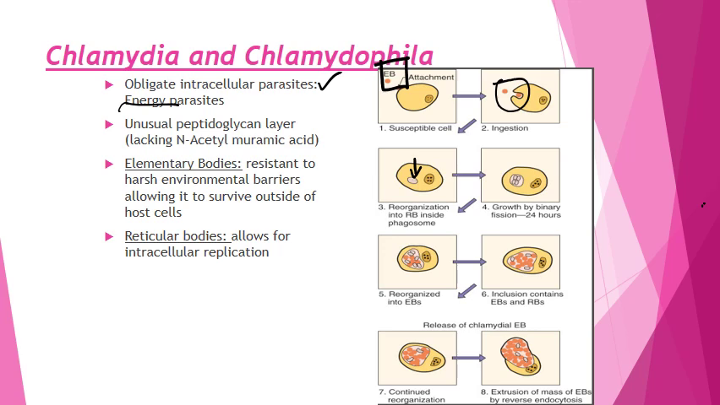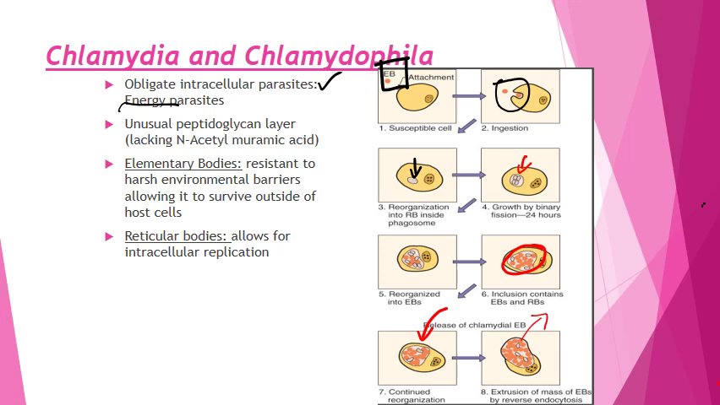So the RB is going to grow by binary fission over and over and over again, as I'm showing here. And then once it becomes too much, it's going to create this inclusion, and eventually it's going to start moving back to an elementary body form. So as they start doing binary fission to proliferate, and then as they develop within the cell, they become elementary bodies again. And then that lyses out of the cell when it becomes too much for the cell, and then the whole cycle starts over again.